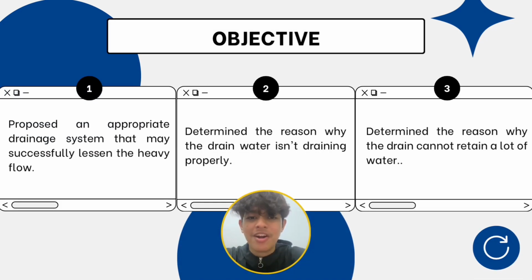Okay, the last part of my presentation is the objective. As you know, the objective must be related to the problem statement. Our objectives are to propose an appropriate drainage system that may successfully lessen the heavy flow, determine the reason why the drain water is not draining properly, and determine the reason why the drain cannot retain a lot of water. Finally, hopefully this layout of our objectives can answer the problem statement. That's all from me, and I'll pass this presentation to the next presenter.